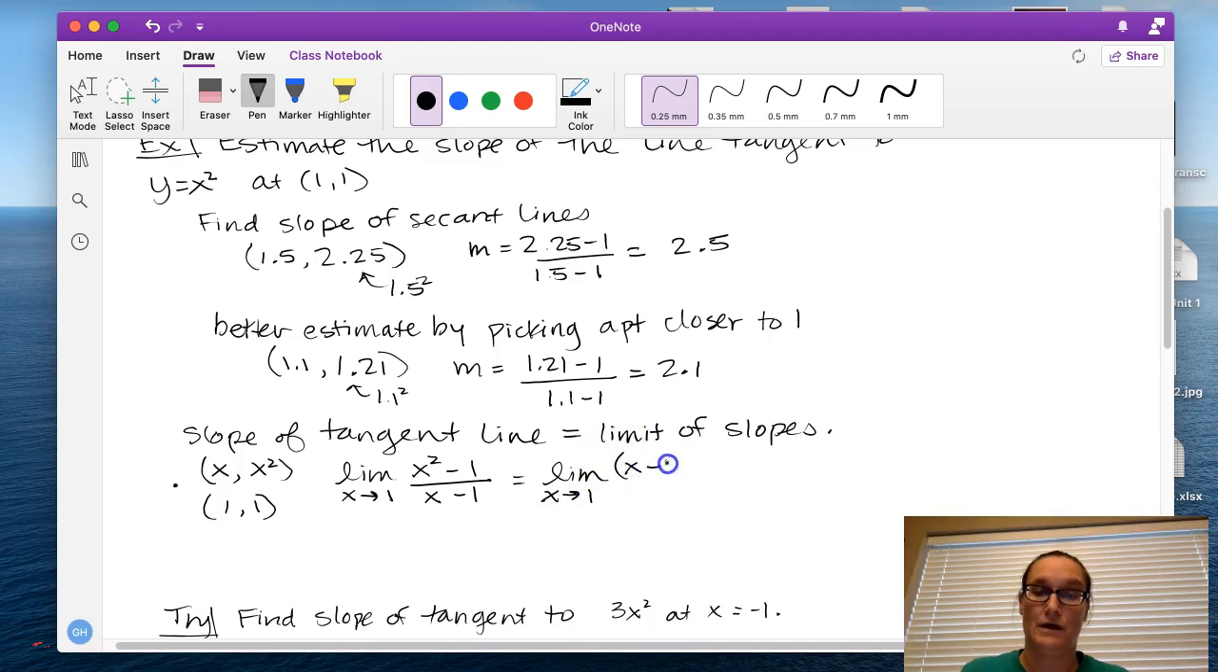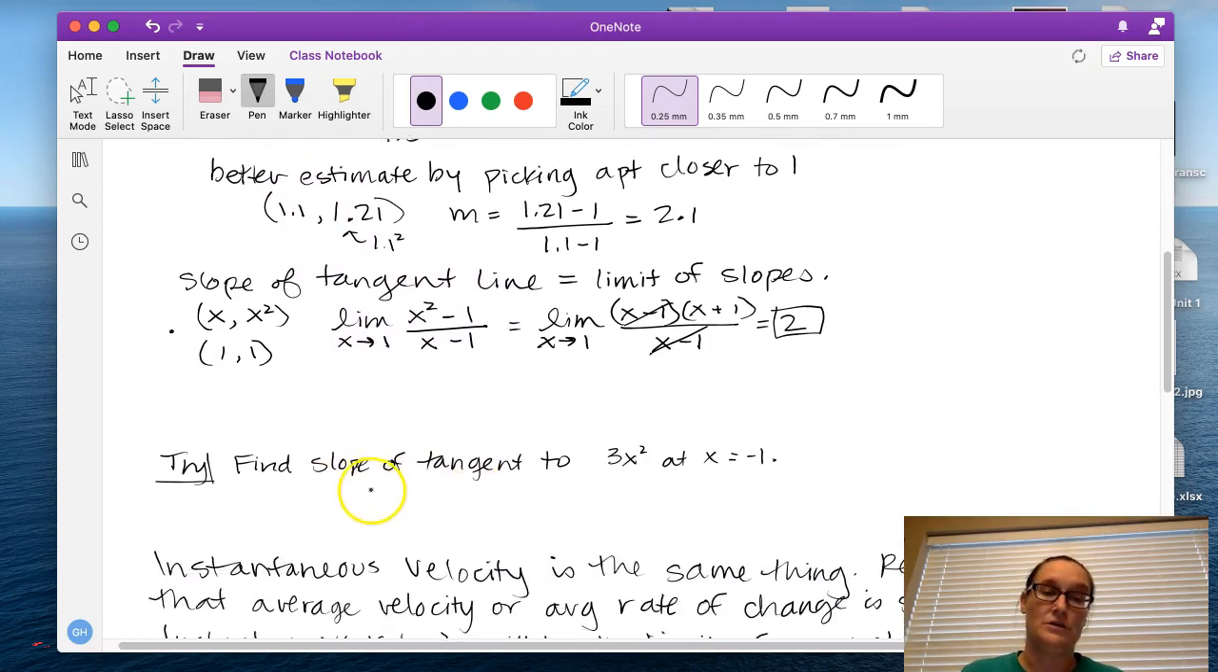All right, so that's why we studied limits, because we're going to use it to find the slope of the tangent line. So we factor, we cancel, and then if we plug in 1, we get 1 plus 1, which is 2, which is what we thought it was. So instead of picking points progressively closer to 1, we can just jump right to the limit. You will not do this on your homework. You will do the limit.